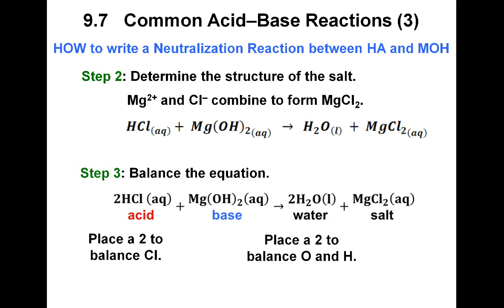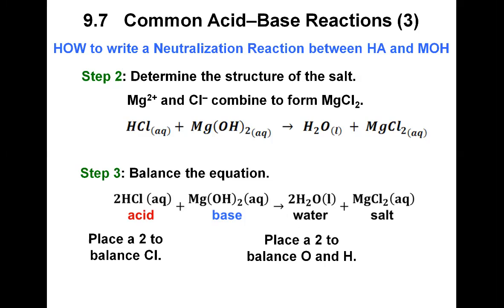Because each H+ will react with 1 OH- to make 1 molecule of water. And so you need 2 H+ to react with the 2 OH-, and they will make 2 molecules of water. So to do this, you have a 2 in front of HCl and a 2 in front of water. And let's look at it again. We can see that now chloride is balanced. You have 2 chloride on the left, coming from the HCl, and on the right you have 2 chlorine in the MgCl2 formula.